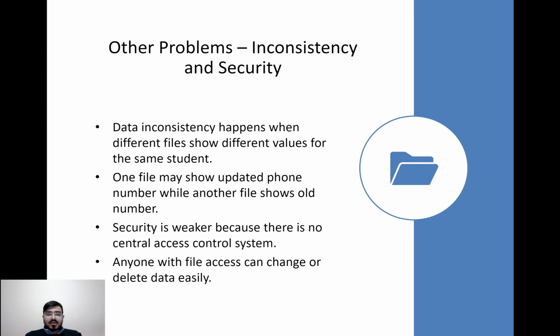So let's talk about another problem, inconsistency and security. Data inconsistency happens when different files show different values for the same student. For example, one file may show an updated phone number, but another file still has the old phone number. Now the system does not know which one is correct. Another big issue is security. Security is weaker because there is no central access control system. So anyone with file access can change or delete it easily. That makes traditional file processing risky for sensitive data.